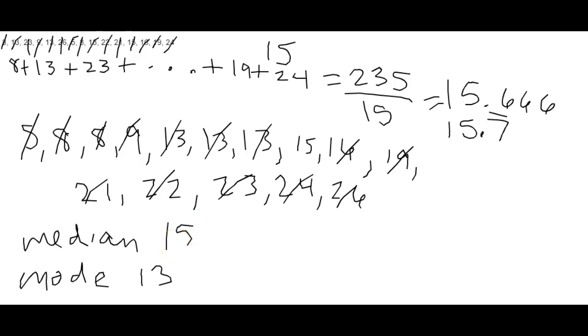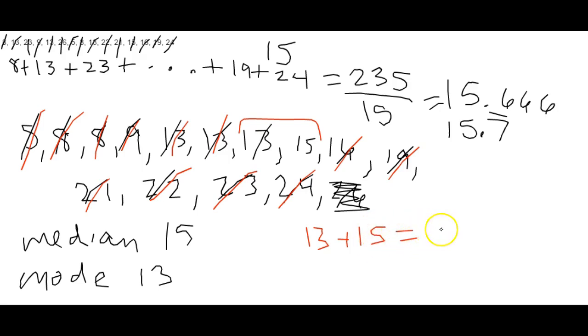Occasionally with the median, if we had one less number, like if we didn't have this 26, then when we go to cross things out, we end up with 2 numbers in the middle, this 13 and this 15. If that were to happen, you average those 2 numbers to find the median. 13 plus 15 is 28, and there's only 2 of them, so divide by 2 is 14.